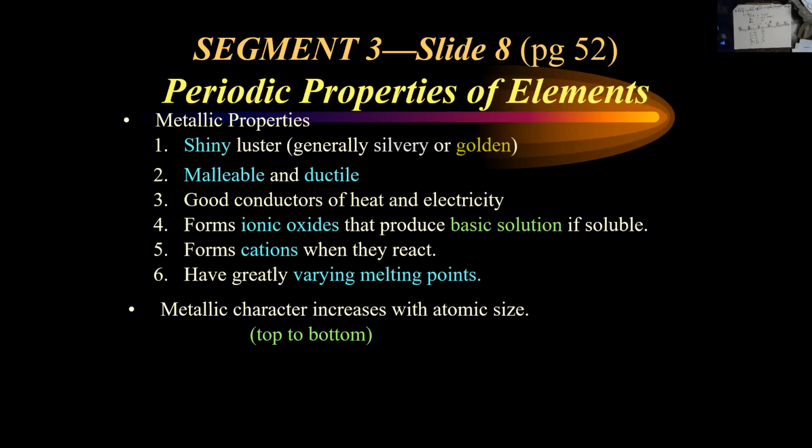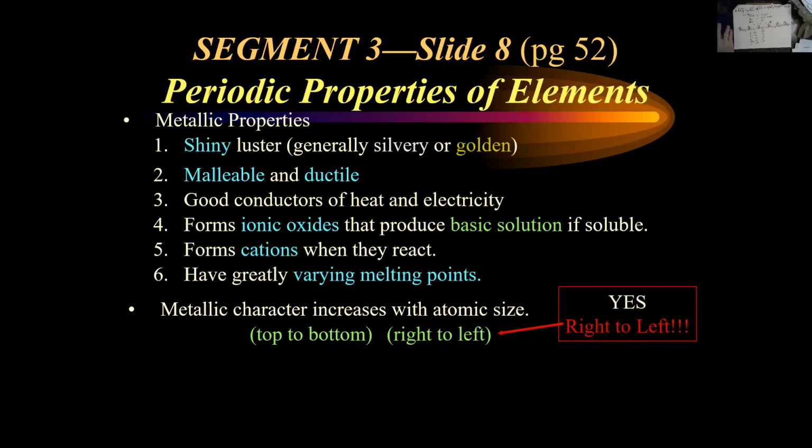Let's go, say I go across the third row. It's got sodium, then magnesium, then aluminum, then silicon, phosphorus, sulfur, chlorine, and argon. Now you certainly recognize chlorine and argon as gaseous, non-metallic types of materials. You certainly know aluminum and sodium and magnesium are metals. So metallic character increases from right to left across a row. And yes, it is from right to left.